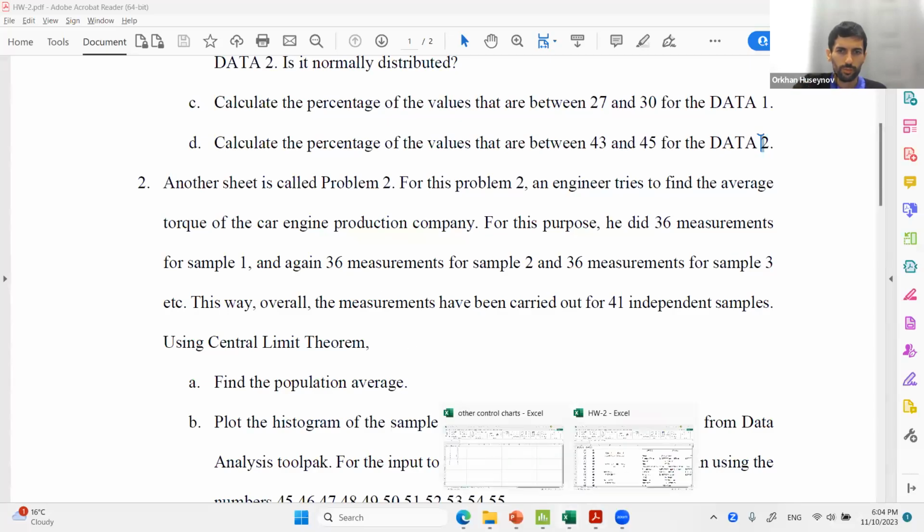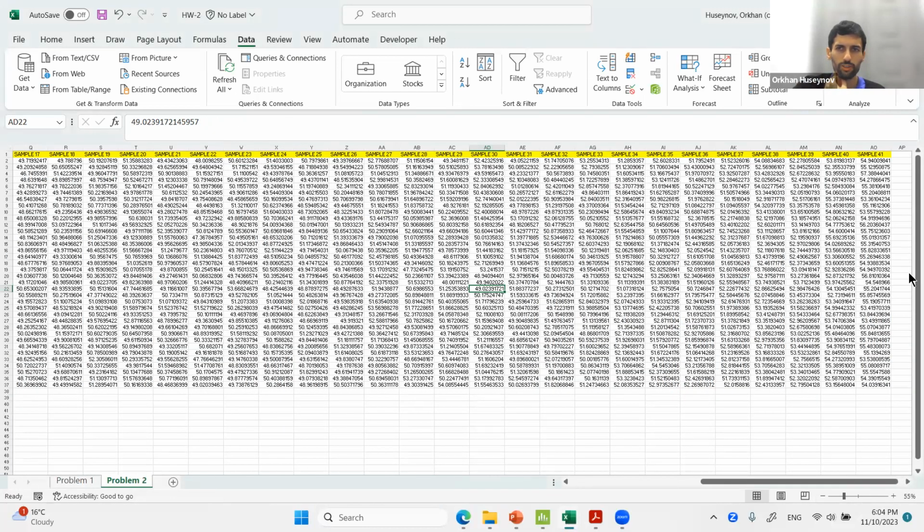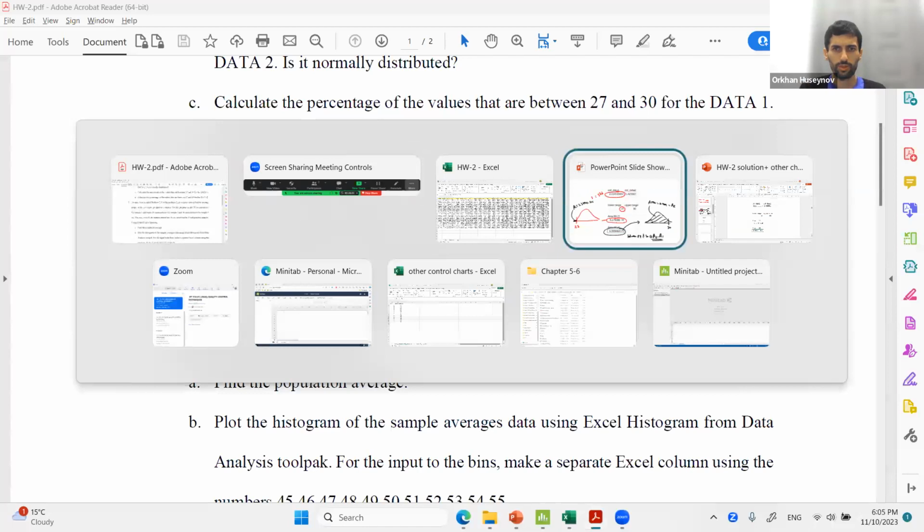Let's go to question number 2. So here we have another set of data. You can see lots of data here. So it is up to 41. And then in each of them, we have 36. Okay. So try to find the average torque of the engine production company. So if I go to the next slide and then see that question 2.